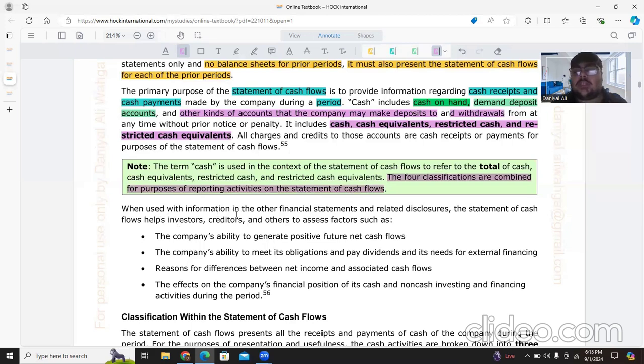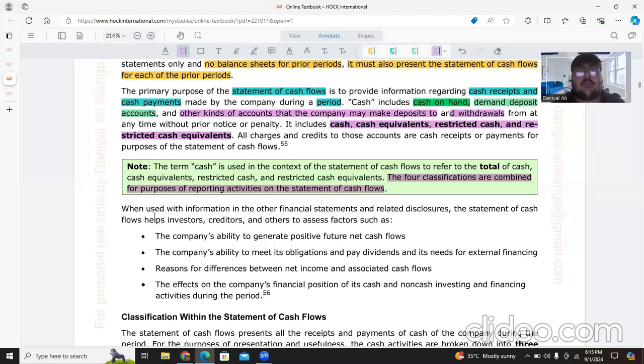When used in other financial statements and related disclosures, just wait for a second. You have related disclosures. Related disclosures mean your supporting schedules, your notes to the financial statements, your ledgers, your T accounts, your trial balance, your workings, and journal entries.